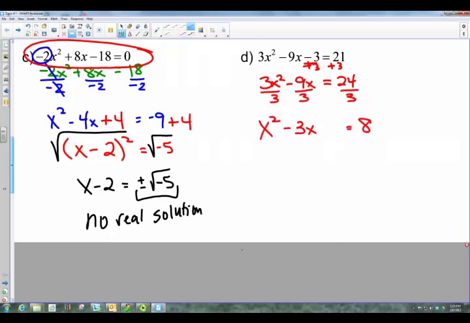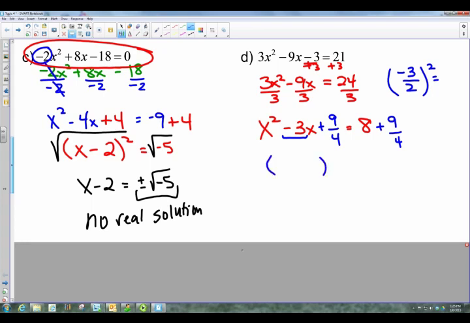So you take 1/2 of b. Well, b in this case is a negative 3. So 1/2 of negative 3 would be 3/2. And then you have to square that. Well, to square a fraction, you square the numerator and square the denominator. So 3 squared is 9, 2 squared is 4. So we're actually adding 9/4 to both sides.